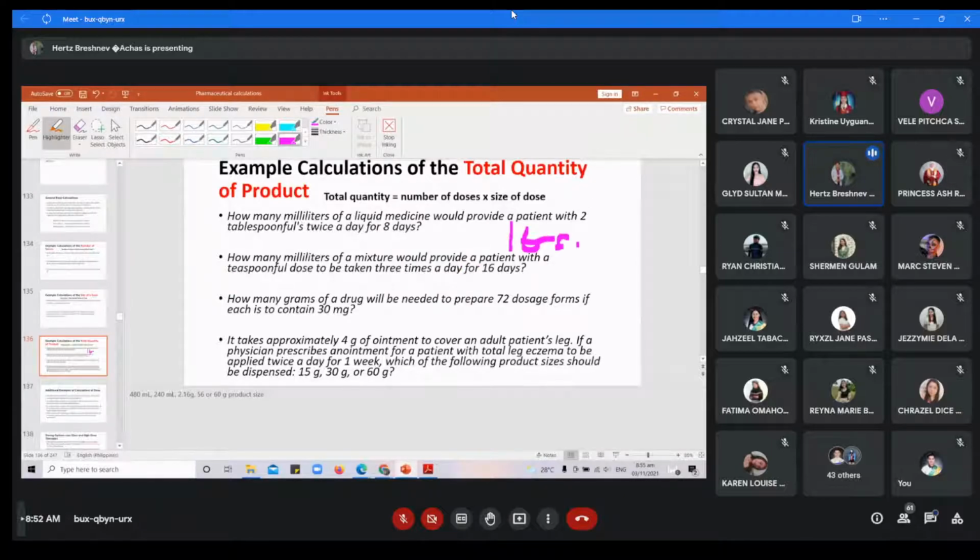Now, 1 teaspoonful is equivalent to 5 ml. So, 5 ml is equivalent to a teaspoonful. And then, it says 3 times a day. So, 5 ml times 3 is equivalent to 15 ml times 16 days. So, let me write: 15 ml times 16 days. So, times 16 days, the answer would be 240 ml. Okay, that is the final answer.